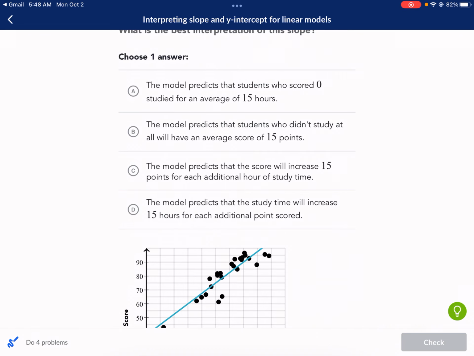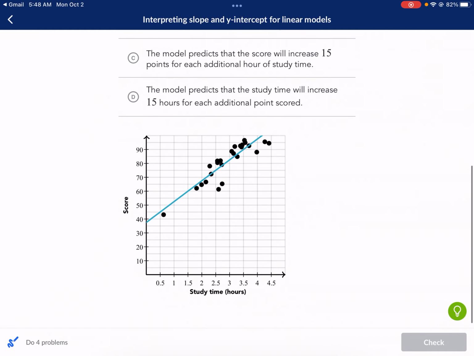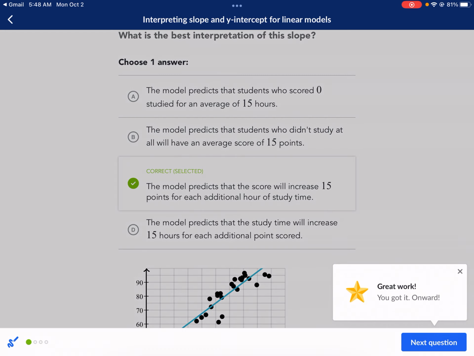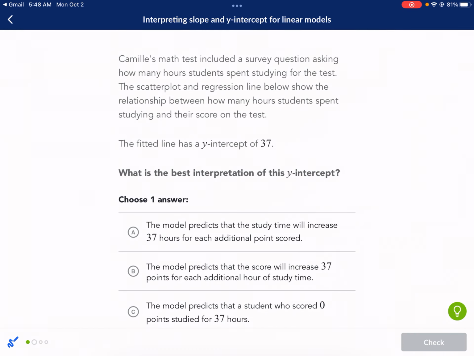The model predicts that students who didn't study at all would have an average score of 15 points. Again, we just talked about that. That's not 15, it's 39. The model predicts that the score will increase 15 points for each additional hour of study time. That's what we were talking about. That's option C. We're going to go ahead and select that and move on to the next question. That was related to slope, so the answer needs to be related to slope. The point in this exercise is that if it talks about the y-intercept, the answer has got to be related to the y-intercept.